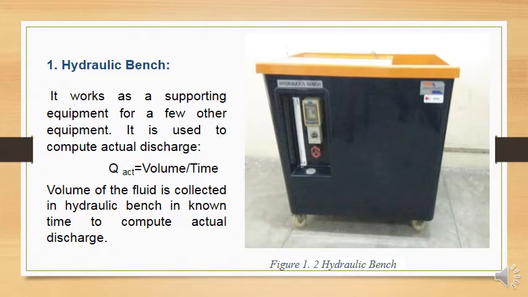So the volume of fluid collected in the hydraulic bench in a known time is used to compute the actual discharge. In this machine, the upper side is like a tub. In this tub the cross section is defined and the water is allowed to flow within it. At the lower part you can see different pumps and valves, with which you can control the pressure of the water flowing through this hydraulic bench.